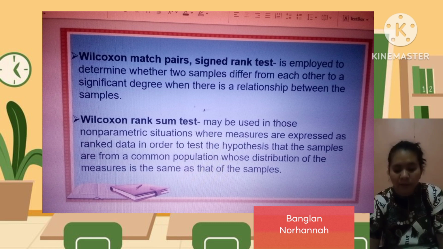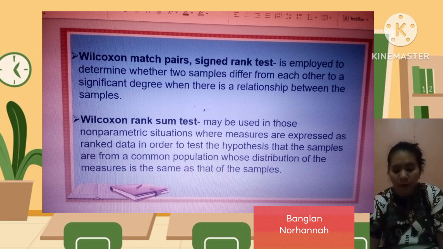It tests the null hypothesis that the samples are from a common population with the same distribution of measures. The alternative hypothesis is that the distributions of the two samples are different.